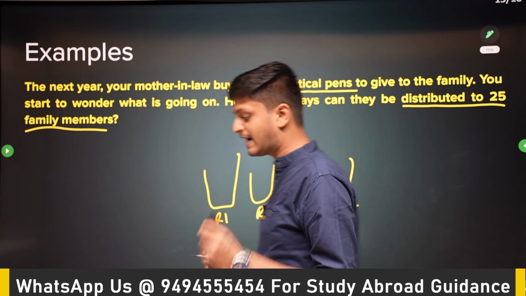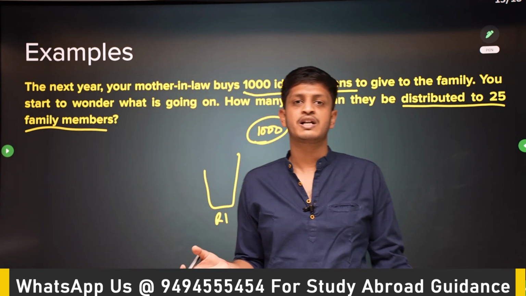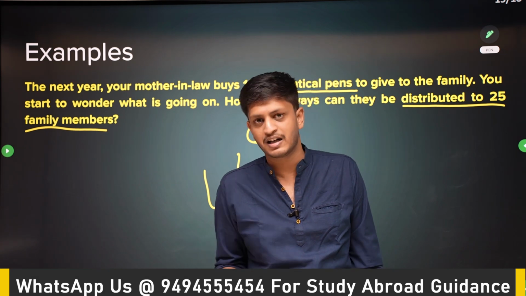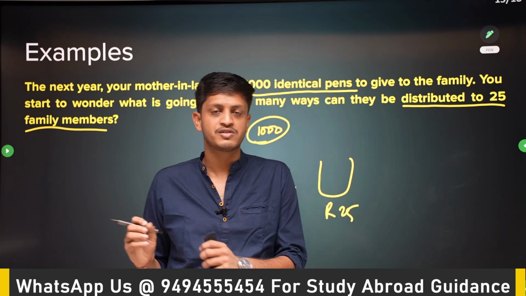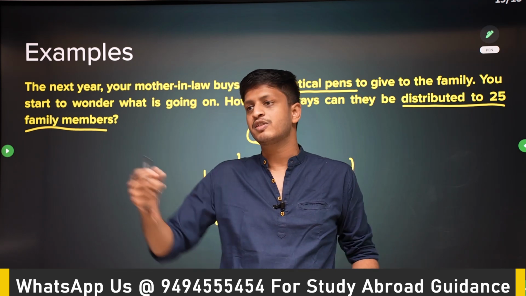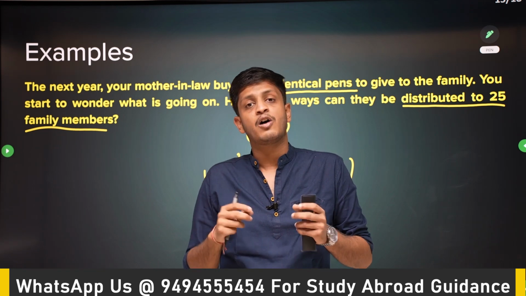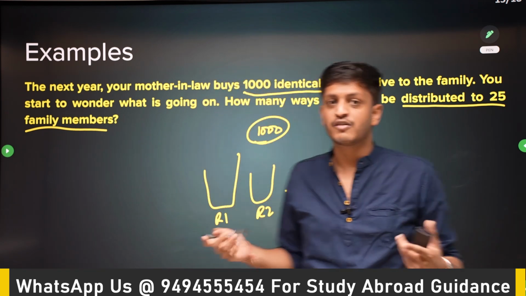Since the pens are identical, the relatives don't care which pen they are getting. They only care about the count, how many they are getting. Right? You have 25 relatives. So the first relative doesn't care which pen among those 1000 pens he is getting, right? They only care how many pens they are getting. So the number of ways will be what?